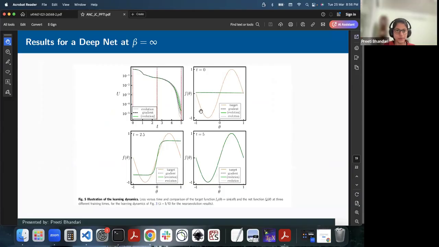Here they're showing how these functions behave. So the red one is the target function, the sign function, which we are trying to learn. And initially at t equal to 0, you can see that it does not follow it. But as time progresses, both the methods follow it exactly the same way.